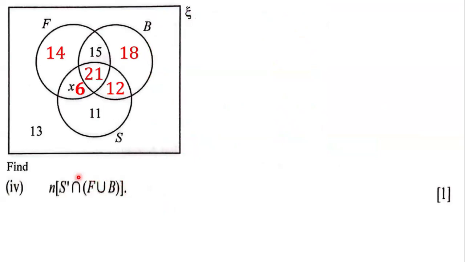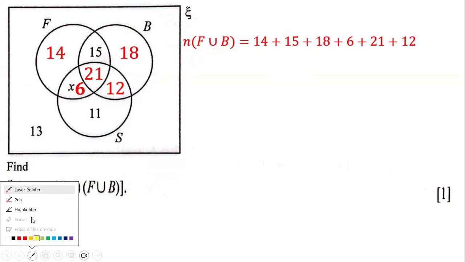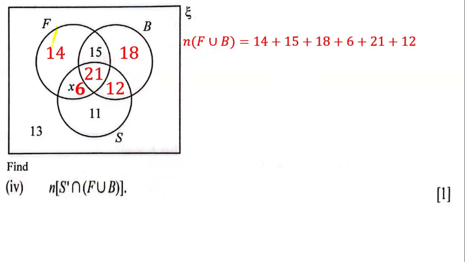Next, we have to find the number of elements in S complement intersect F union B. So let's figure out what F union B is first. What are the number of elements in F union B? Let's highlight F union B. So F union B is this, right? This is F union B. F union B is all of this.